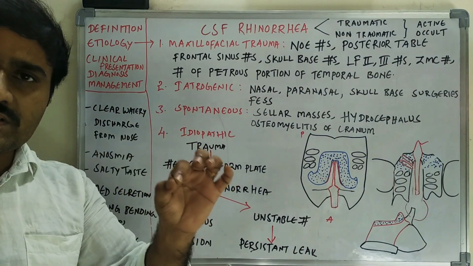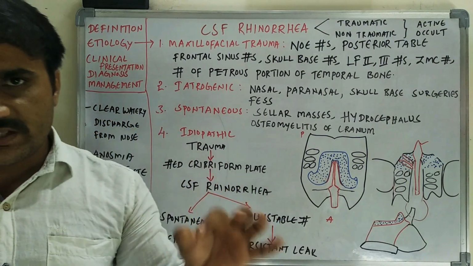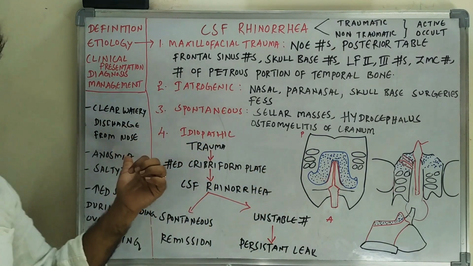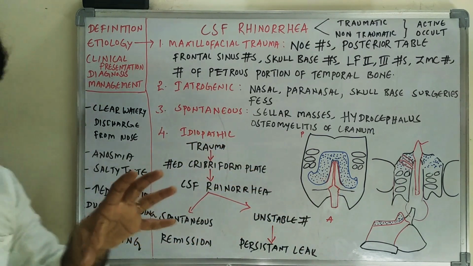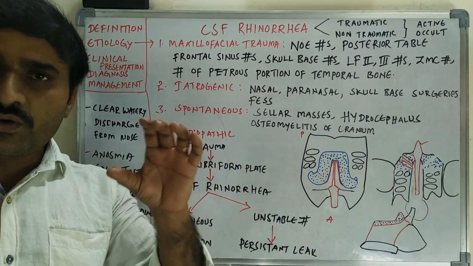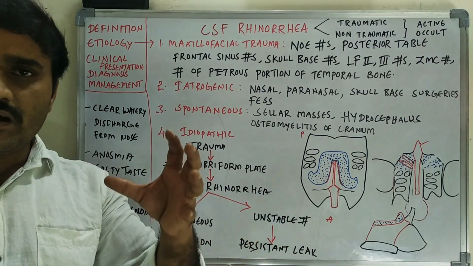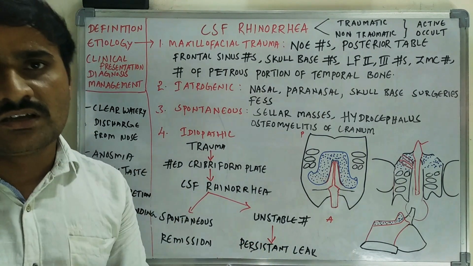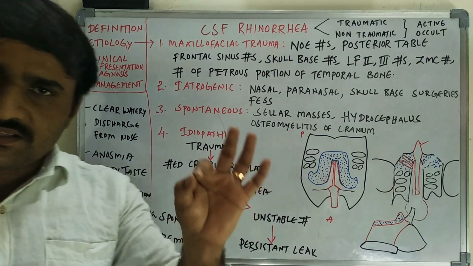Clinically, the most important thing is clear watery discharge from the nose. This is the most important clinical feature. Clear watery discharge from the nose, right? And this discharge is increased during the morning, because once the patient wakes up from sleep, the CSF collected in the ethmoidal sinuses or sphenoidal sinuses will get discharged through the nose, right? That is called the reservoir sign.